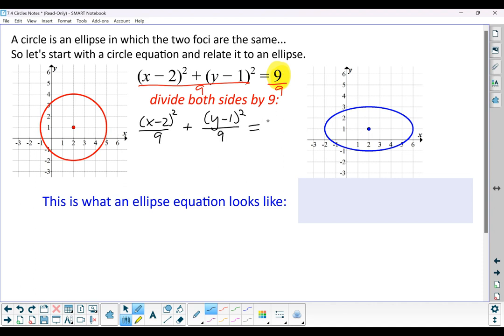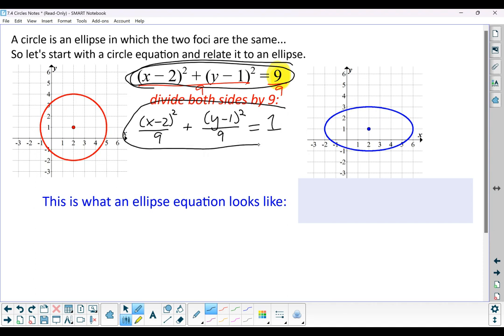And on this side, 9 divided by 9 is 1. So this second equation that I've written is the equation of this exact same shape if I was thinking of it as an ellipse. Circles and ellipses are kind of like rectangles and squares. Every square is a rectangle, but not every rectangle is a square. So every circle is an ellipse, but not every ellipse is a circle. This is the circle equation for this red shape. This is the ellipse equation for this red shape.